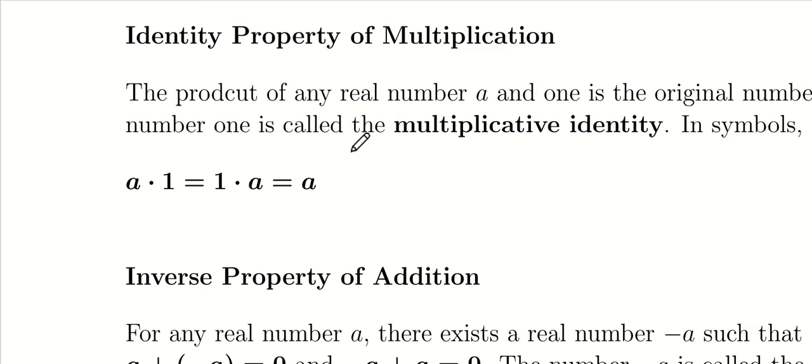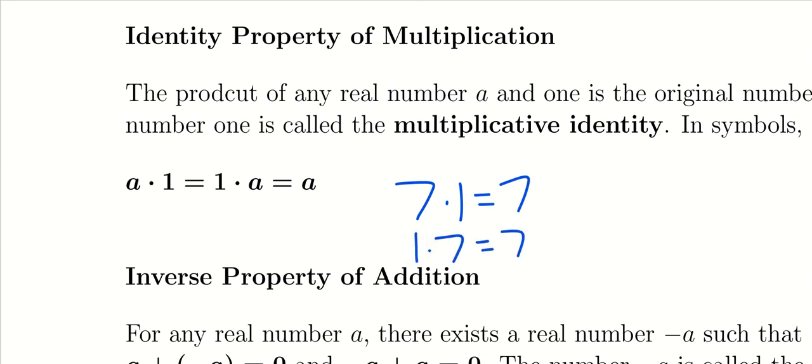We also have an identity for multiplication, and this time it's going to be the number 1. You can take the number 1 and multiply it to any number, and it will leave the number the same. So 1 times 7 is 7. Likewise, 7 times 1 is still going to be 7.